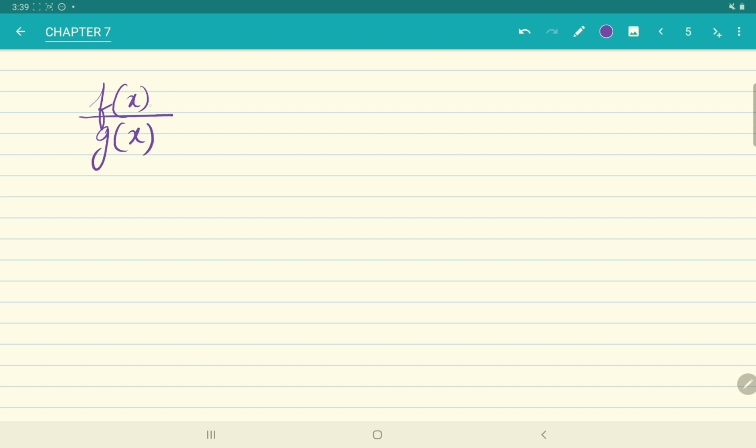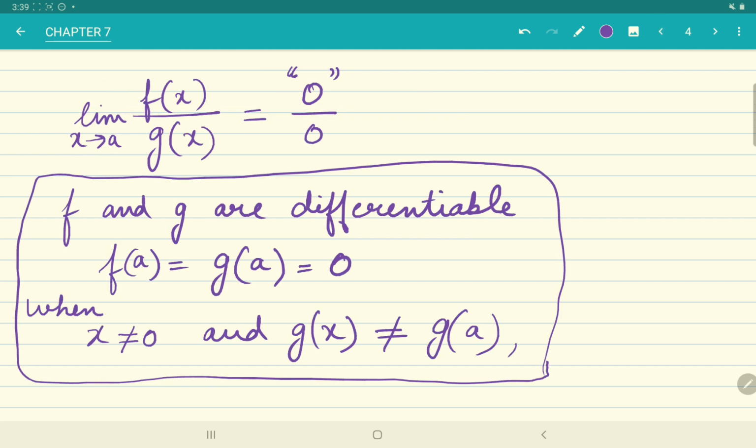I can write f of x by g of x this way, in the sense that I can actually divide both numerator and denominator by x minus a. Now clearly x minus a is not equal to 0 because x is not equal to a.